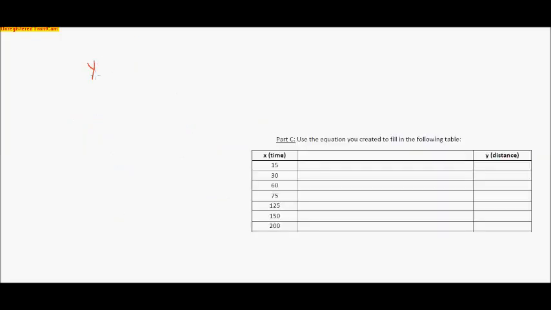So I'm going to turn on part C. And the equation that I got was 0.1 X. And it says part C, use the equation you created to fill in the following table. Well, this is just what the X values are going to be, and this is just going to be what the Y values come out to be. And right in the middle here, I'm going to write in my equation. Y equals 0.1 X. So that means when X is 15, I'm just going to plug in a 15 wherever I see an X. And then I'm just going to do the math.